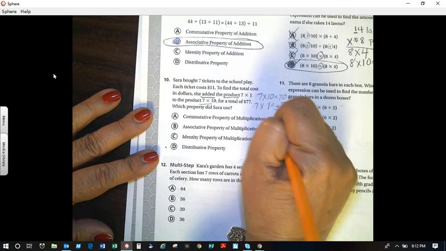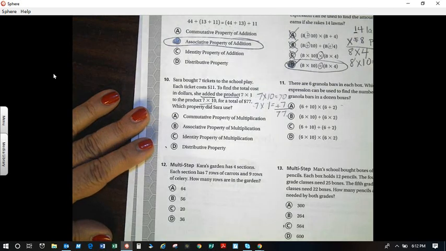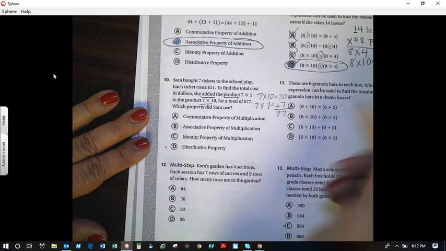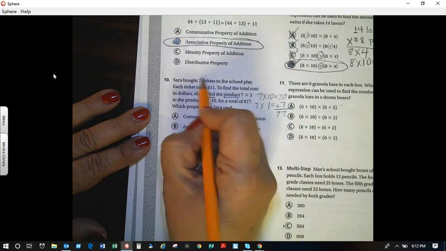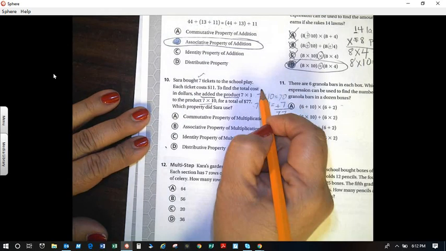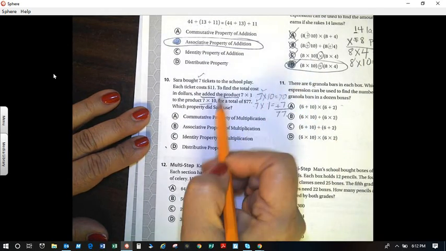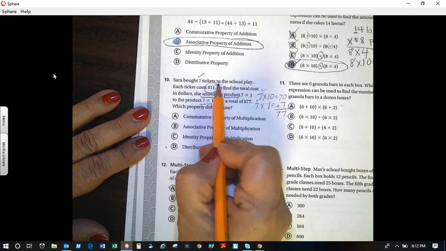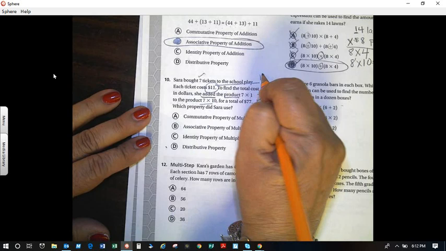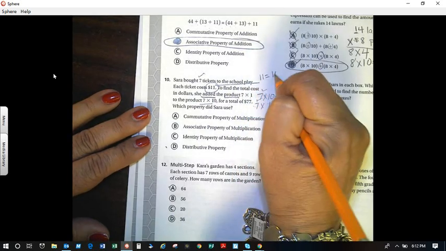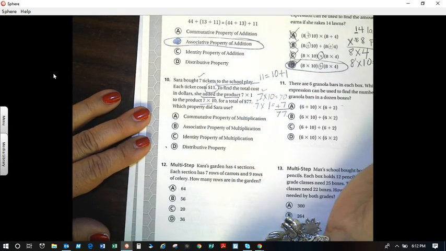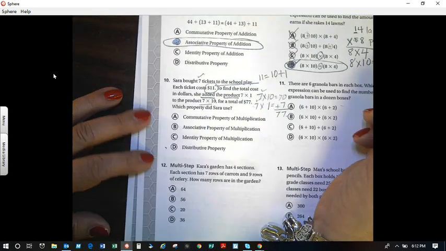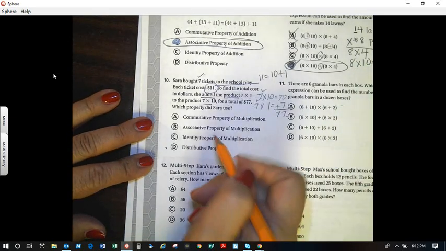And she got $77. Which property did she use? Now we're looking at this number. Nothing happened to the 7. The 7 is the constant. But what changed? Yeah, the $11. Look, 11 is also equal to 10 plus 1. That's the distributive property that you learned when you were tiny humans. And so the answer here is D.